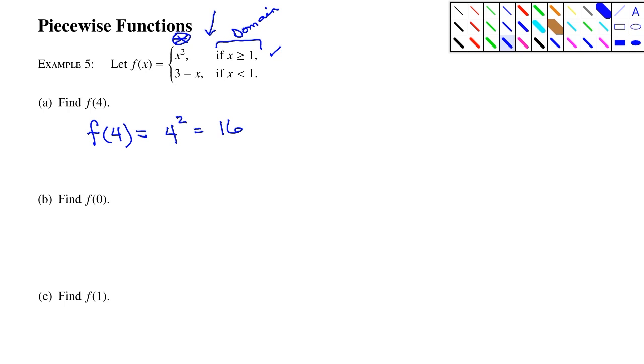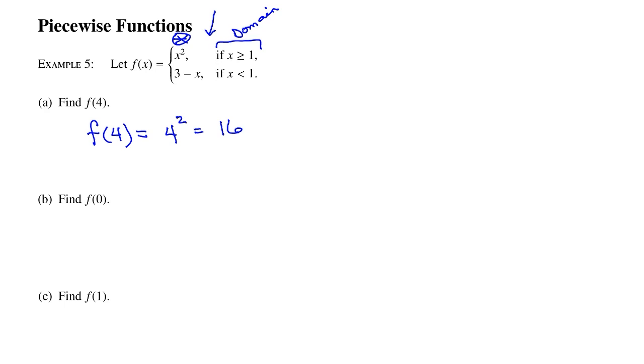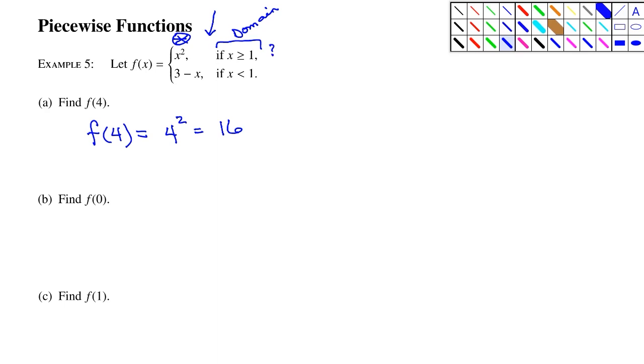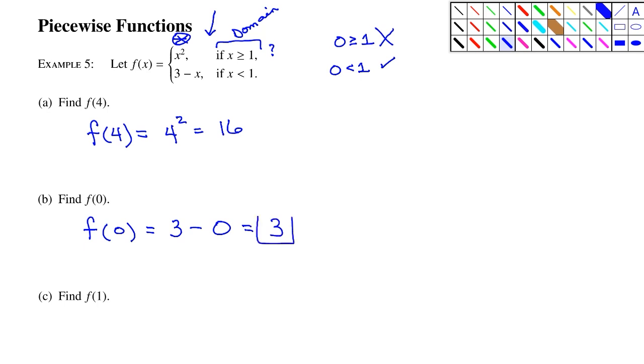Part B, find f of 0. Well, we look at this and we say, okay, is 0 greater than or equal to 1? And the answer is no. And then is 0 less than 1? Yes. So that tells me that I need to use the bottom function to find this value. So f of 0 is equal to 3 minus 0, which is 3.